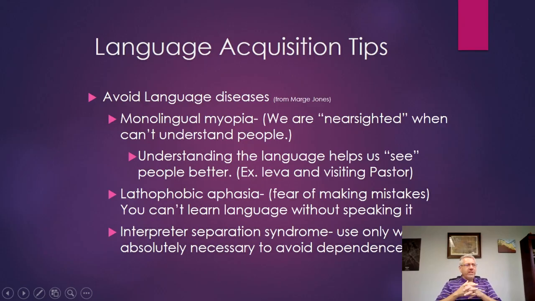But the language diseases include monolingual myopia. Myopia is nearsightedness. Monolingual myopia is the nearsightedness that we have when we can't understand the people around us.